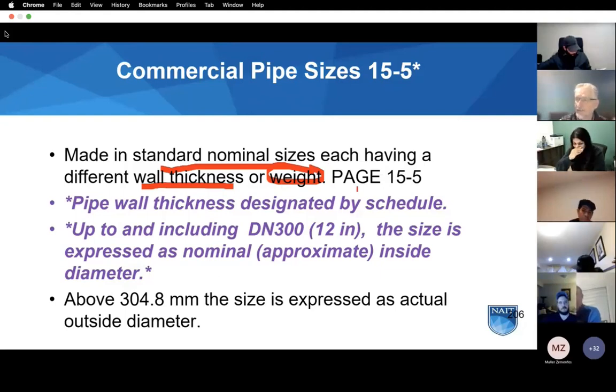Back in the day, we used some sizing that went like this: standard pipe, extra strong pipe, and double extra strong pipe.